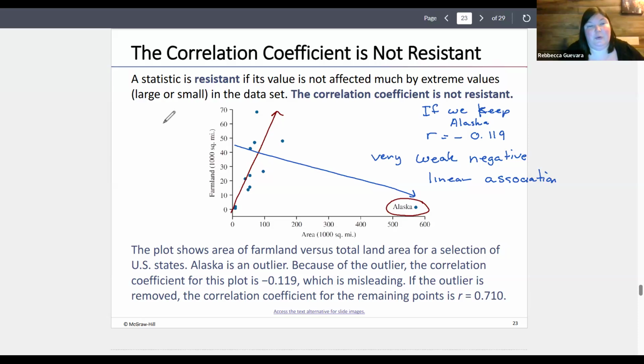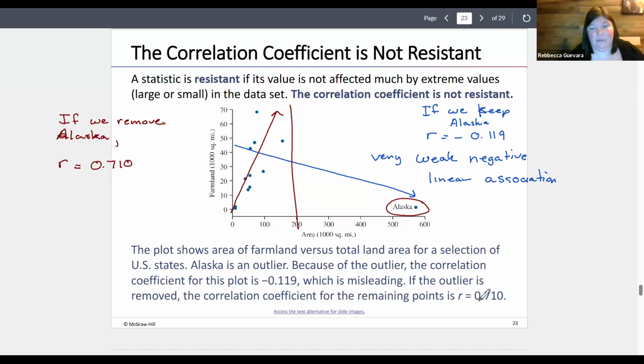However, let's say I just removed Alaska and I just focused on this part here. And this is something we do sometimes. If we have an outlier, it's really throwing off the data, we remove it so we can see what the general trend is. So if we remove Alaska, our correlation coefficient is actually 0.710, as we see right here. This is probably a moderate to strong.